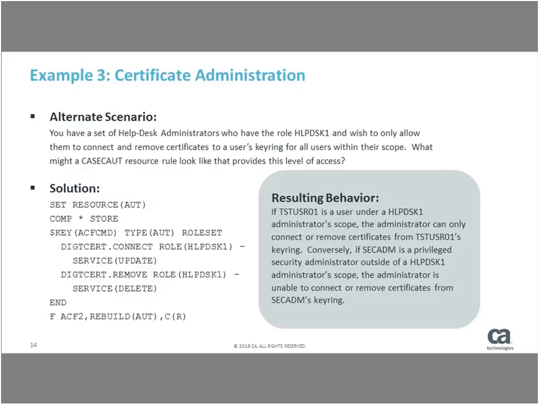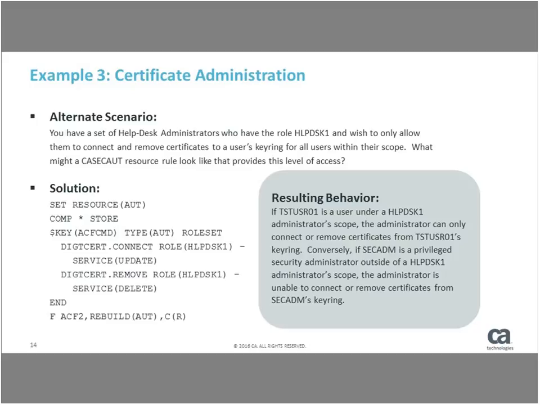And here's another example of certificate administration just to show the level of granularity that you could get. So using Help Desk 1 again, what if we wanted to just say we only want to allow them to connect and remove certificates from a user's keyring for all users within their scope? The solution to that, as you can see, is a combination of a couple of the command entities from a few of the previous slides.